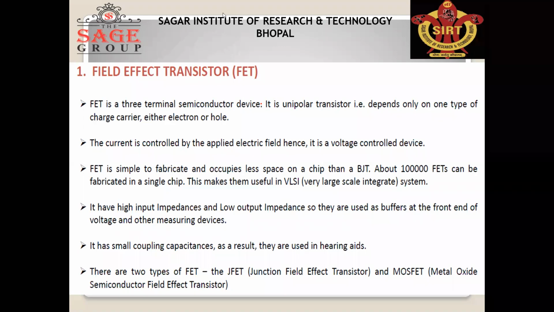Bipolar junction transistor is also a three terminal device, and FET is also a three terminal device. It is a three terminal semiconductor device, and importantly, it is a unipolar device. Just as BJT is a bipolar device, FET is a unipolar device, meaning the current flow in the FET is only by one type of charge carrier, either electron or hole, taking part in the conduction of current. This is the important point of FET, field effect transistor.